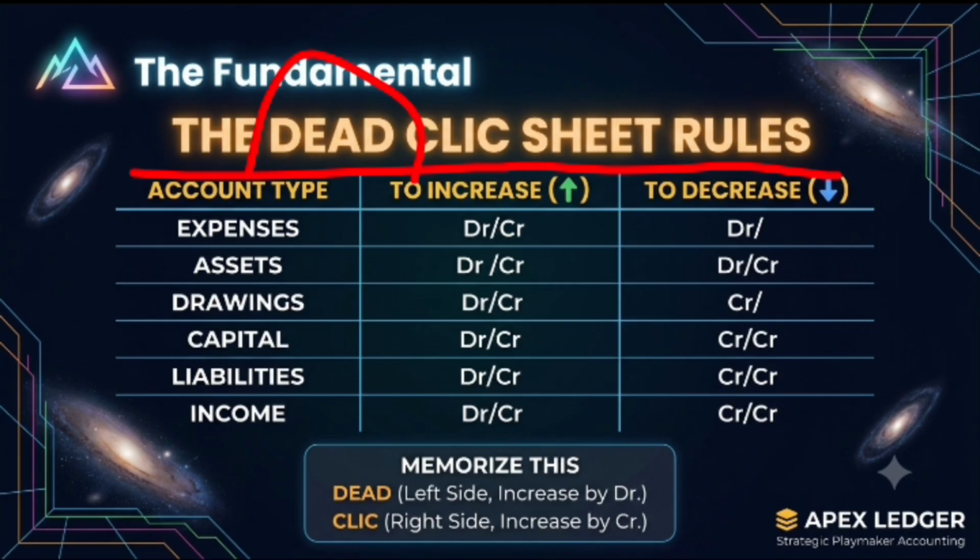Now, look at the second word, which is CLIC. This means credit increases liabilities, income, and capital. Whenever you get a bank loan, earn sales revenue, or invest fresh money into the firm, you credit that account to make it go up, and if it decreases, you debit it. Just remember this golden rule: DEAD increases on the debit side and CLIC increases on the credit side. Master this one simple rule and you will never make a mistake in double entry again.